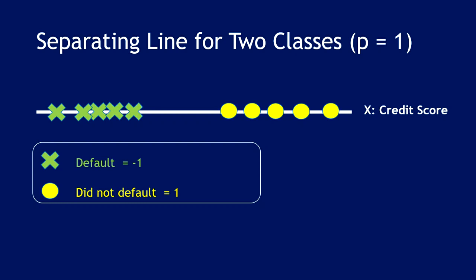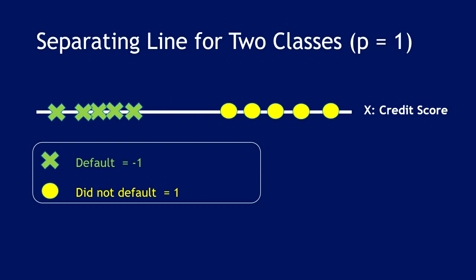Here, let's look at a very, very simple example that involves only one x variable. You can see the dots are lined up along the x dimension. It's credit score, and we have two classes of the y target variable. We have those customers who default, indicated by the green crosses, and the yellow dots represent the other class, the customers who did not default. They're the yellow dots on the right-hand side.